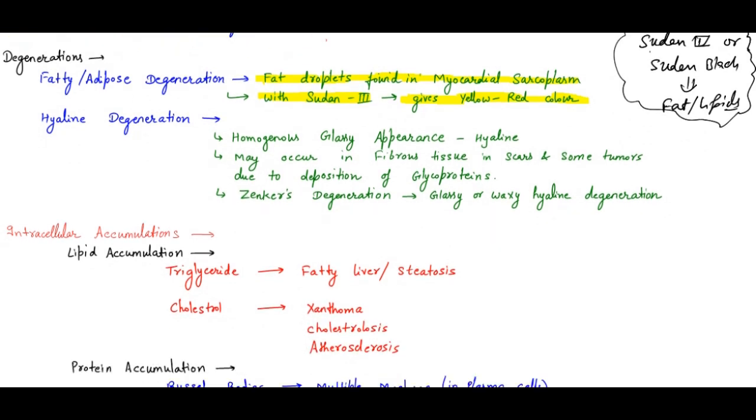Then next is hyaline degeneration. In hyaline degeneration, there is a homogeneous glassy appearance. If you find a homogeneous glassy appearance, it means hyaline. It may occur in fibrous tissue, in scars, and in some tumors due to deposition of glycoprotein. And remember Zenker's degeneration, a type of hyaline degeneration where you find a glassy or waxy appearance. This is a question from the ministry.